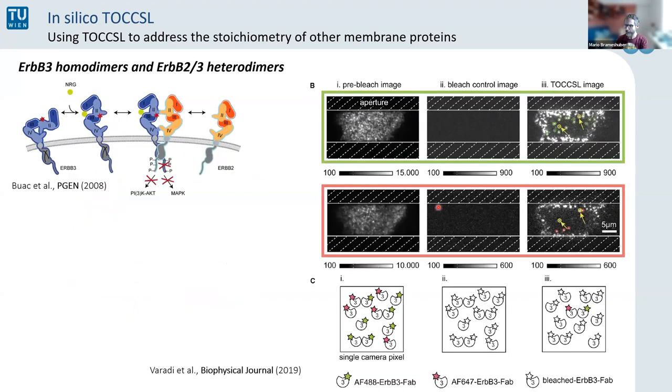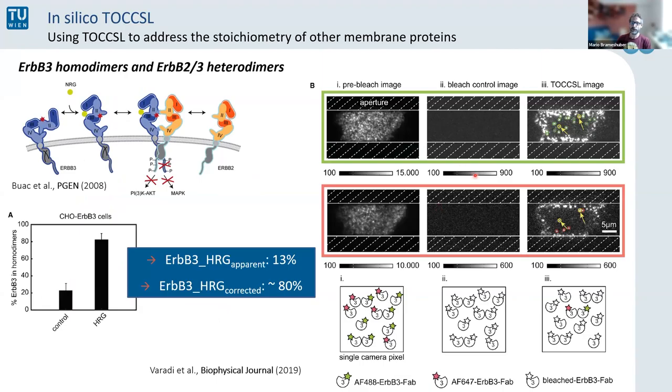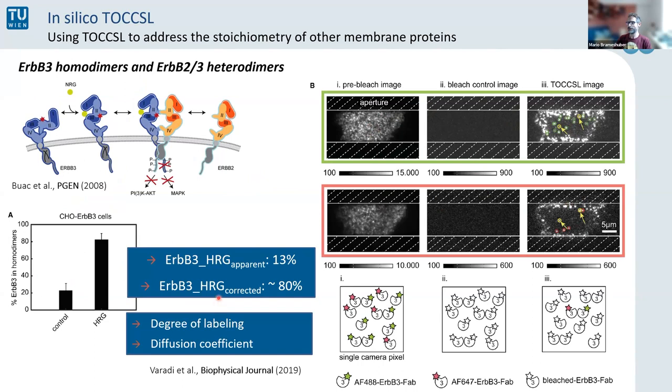And because of time reasons, I think I'll skip the details, but we could also use the FABs for 2-color experiments, and again, you see the labeled ERP3 in this case, and you do a colocalization analysis after the bleaching process, and we could see a clear homo-oligomerisation, which was much larger when we stimulated the cells with a ligand. Also here I would like to point out, it was really important to make controls and correct for the degree of labeling and also for the diffusion coefficient, because the stimulated receptors diffuse differently than the unstimulated ones.